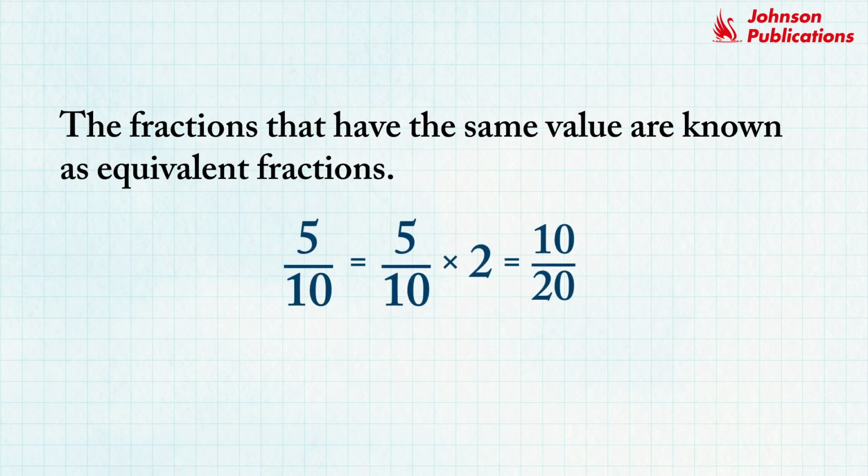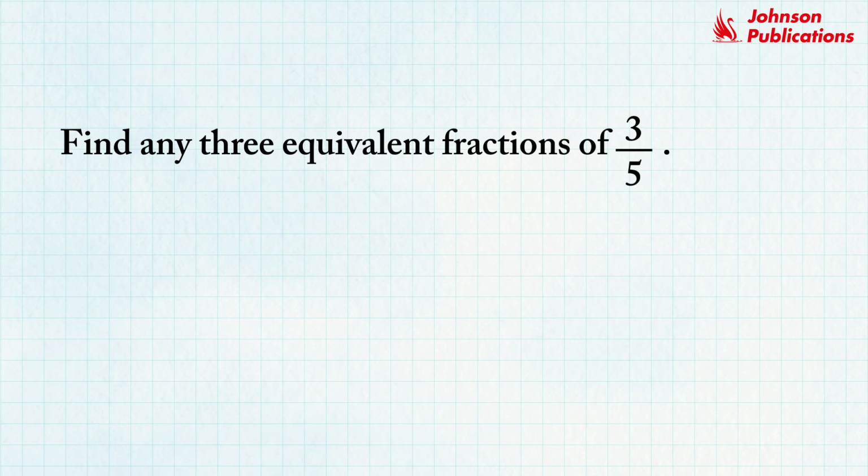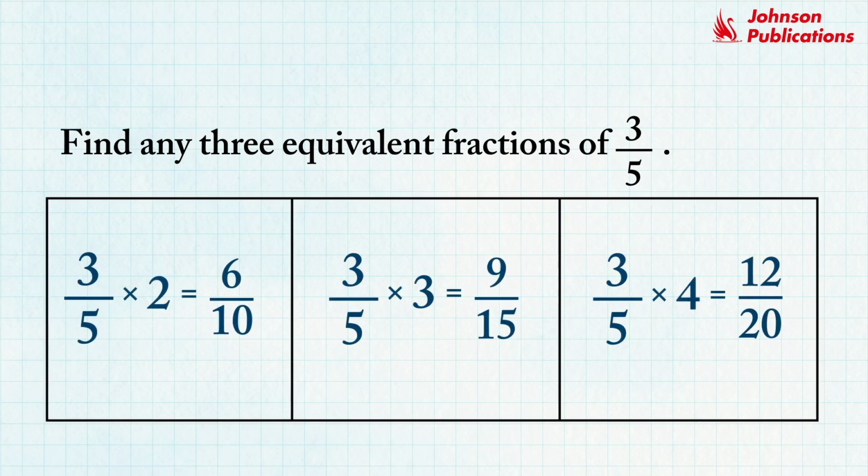The equivalent fraction of a given fraction can be obtained by multiplying or dividing both the numerator and the denominator by the same number. Example 1. Find any three equivalent fractions of 3/5. To get the three equivalent fractions of 3/5, multiply both the numerator and the denominator by 2, 3, and 4. The equivalent fractions will be 6/10, 9/15, and 12/20.